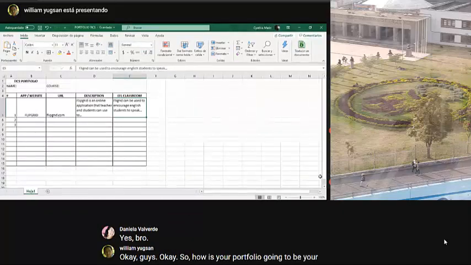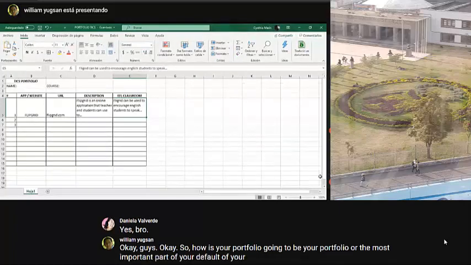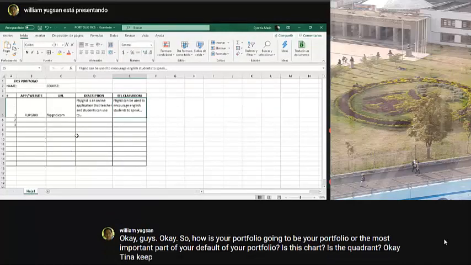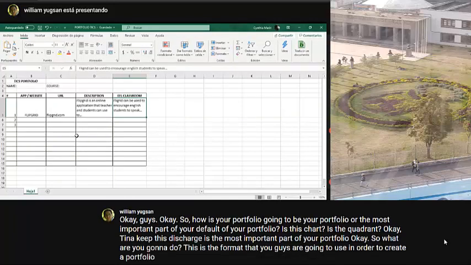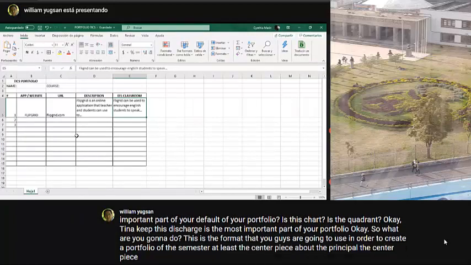Okay, guys, so how is your portfolio going to be? The most important part of your portfolio is this chart. Este cuadrito que tienen aquí, this chart is the most important part of your portfolio. So what are you going to do? This is the format that you are going to use to create a portfolio of this semester, at least the centerpiece, la parte principal, the centerpiece of your portfolio.